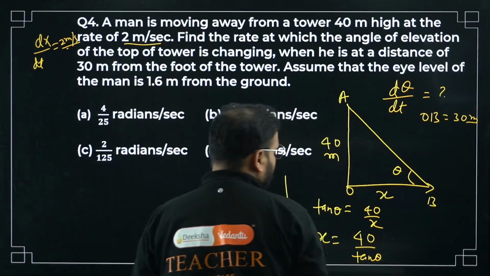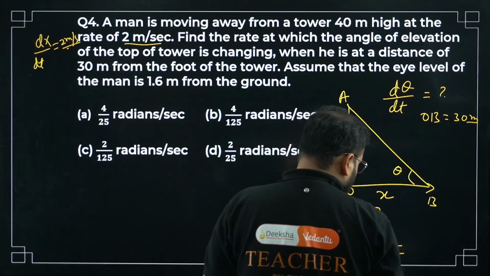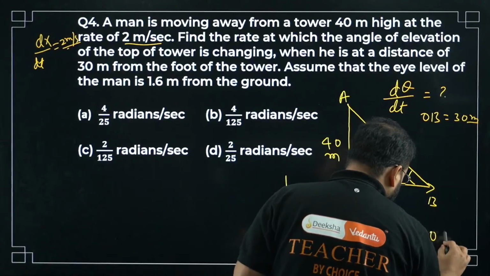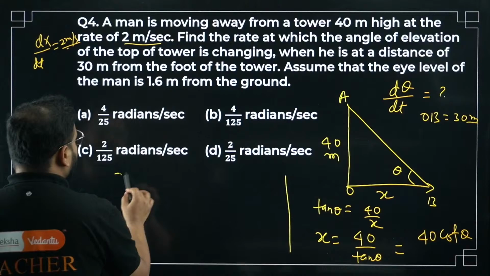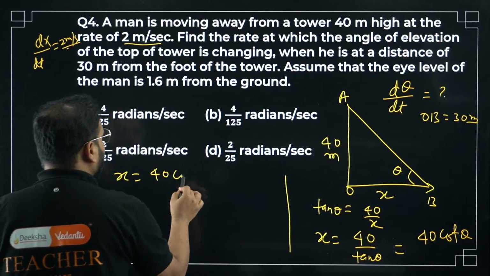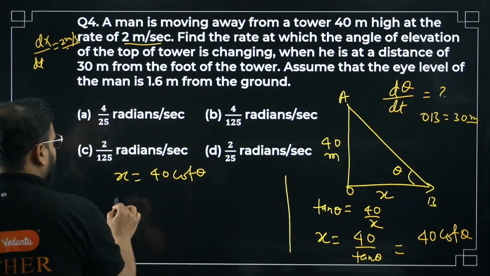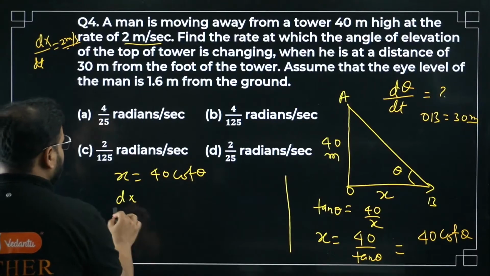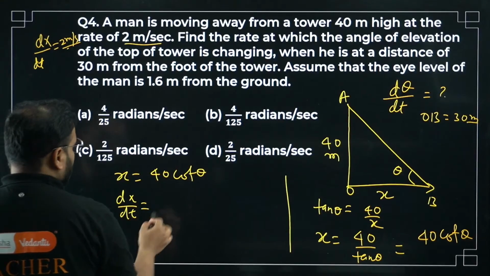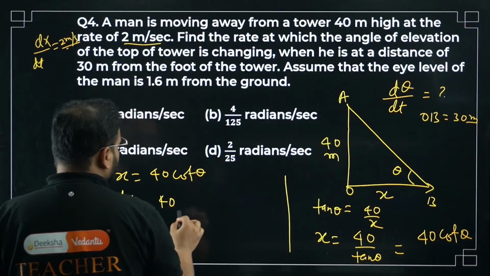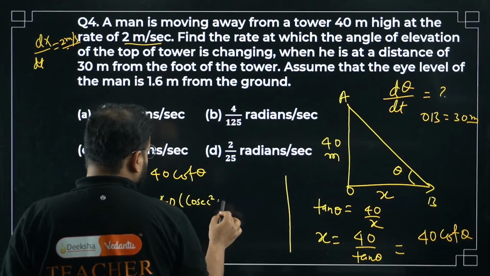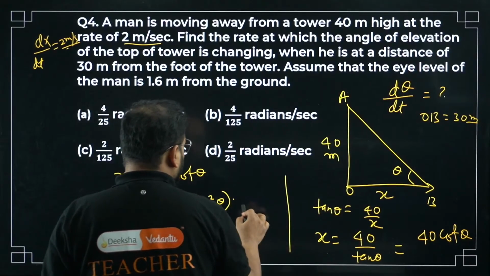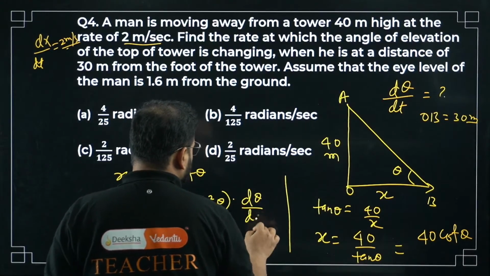So what we're getting from here is x equals 40 by tan theta. So I can get it like this: 40 cot theta is my x value. Find the derivative of this. If x equals 40 cot theta, I'm going to get dx by dt equal to 40 as it is, times cosec square theta, there's a minus sign of course, times d theta by dt.